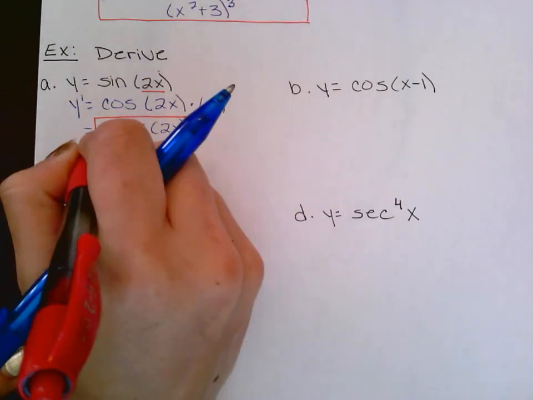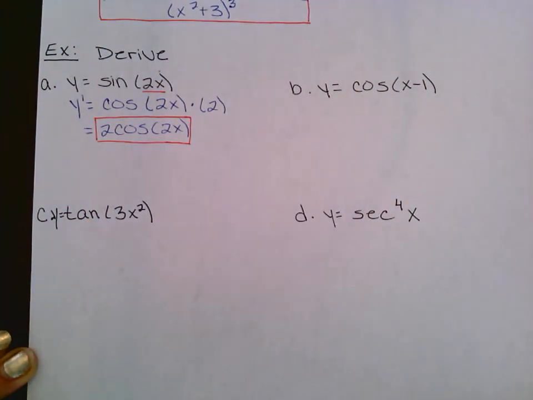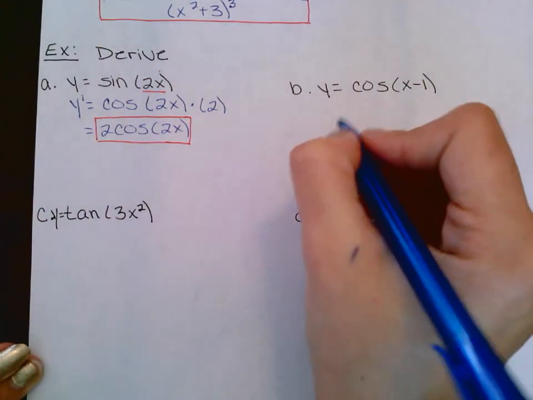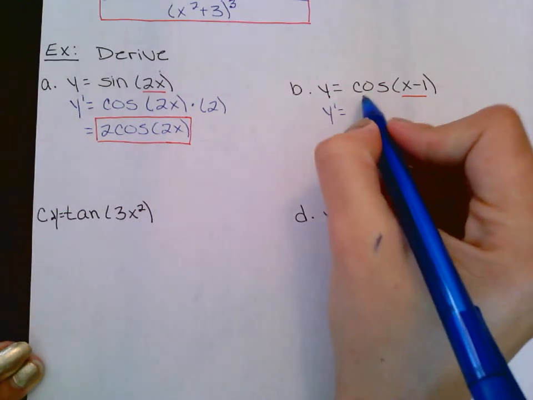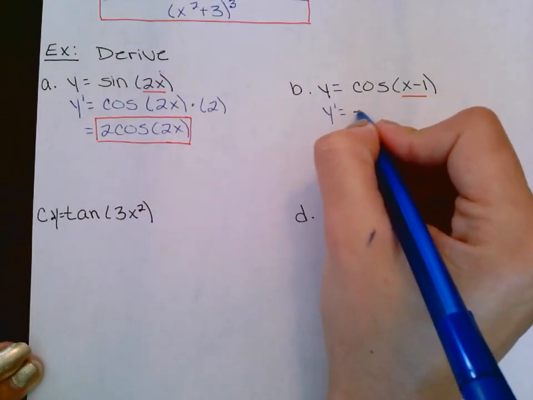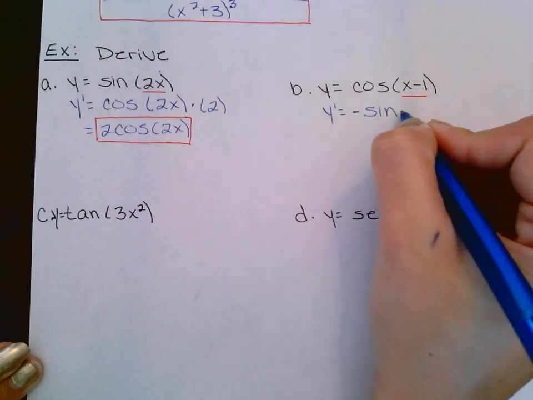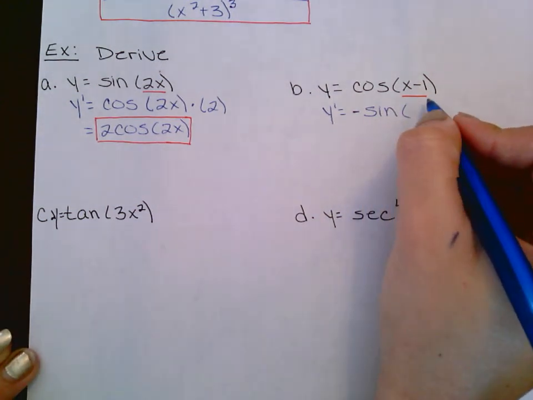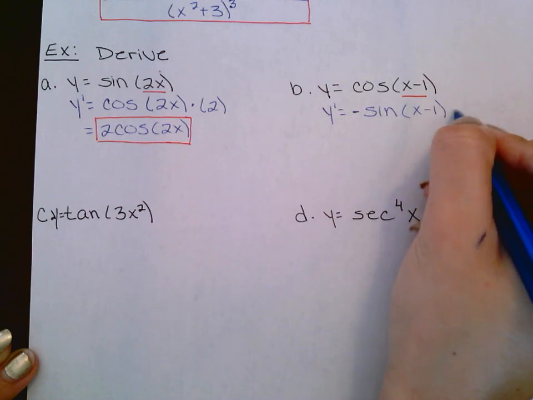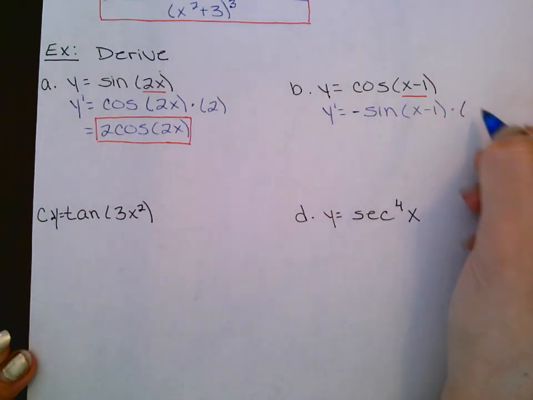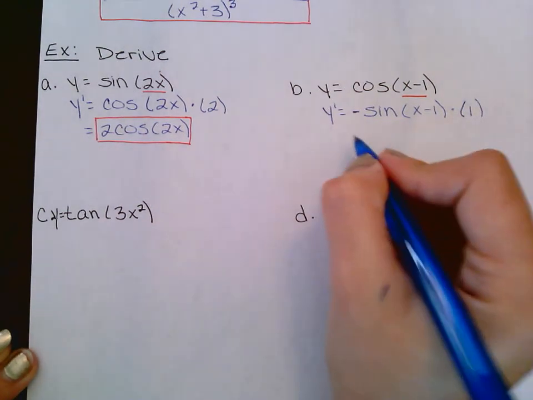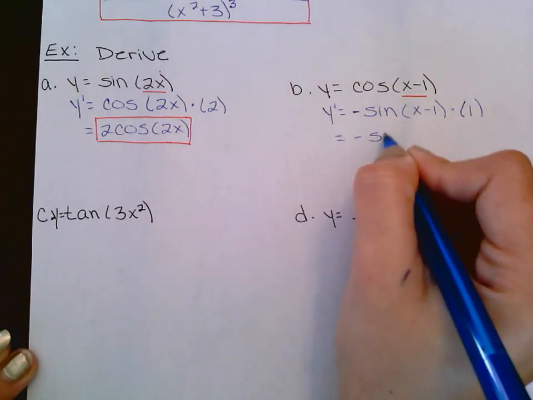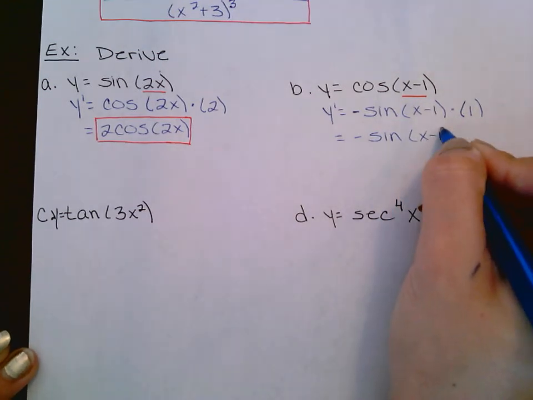I'd encourage you to take a moment and pause and try and do the next ones on your own. Okay? So for this next one, my inside is that x minus 1. So derivative of the outside, derivative of cosine is negative sine. Rewrite the inside times derivative of the inside is 1 and then minus 0. So 1 times anything is just itself. I end up with a negative sine of x minus 1.